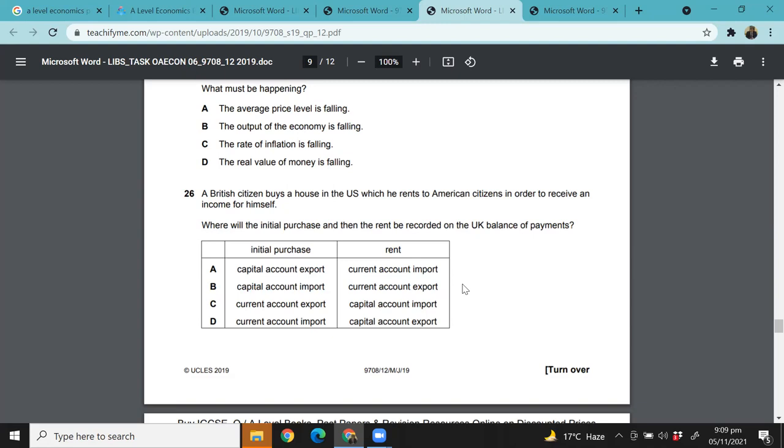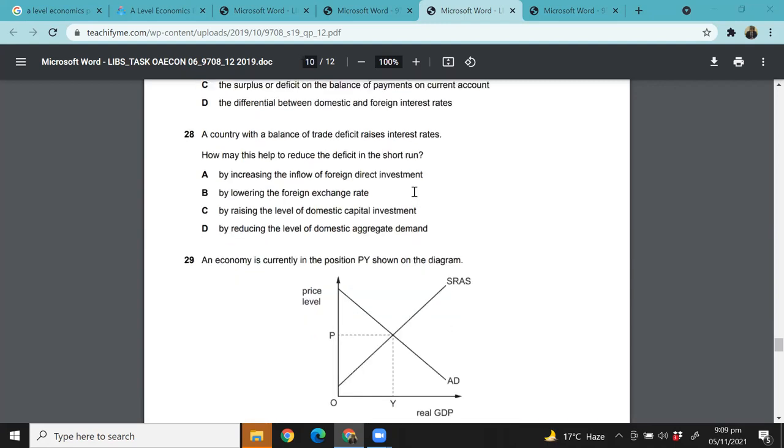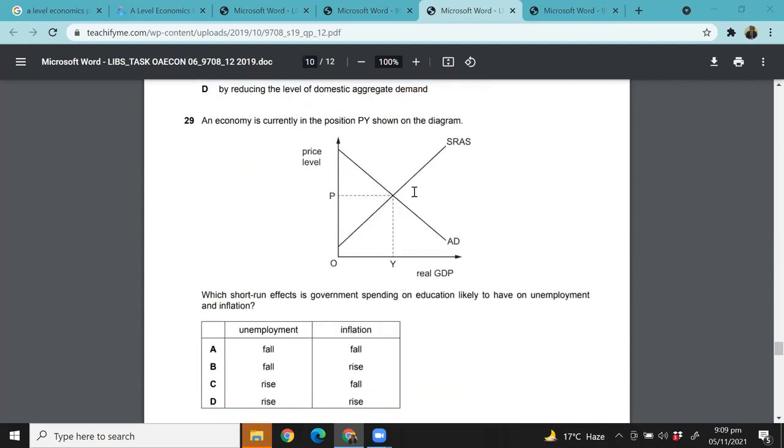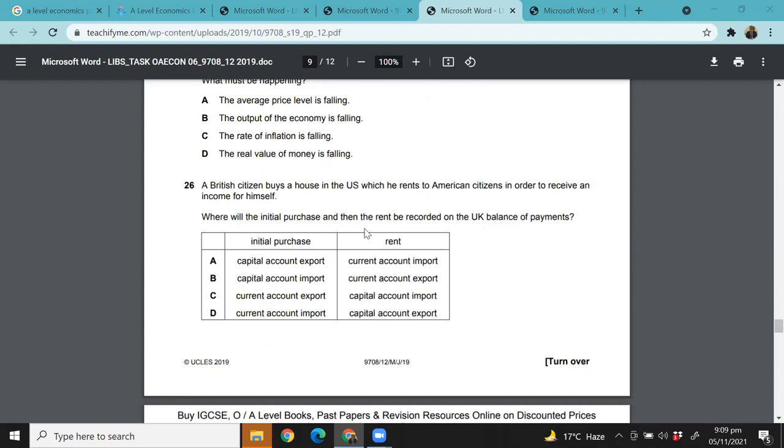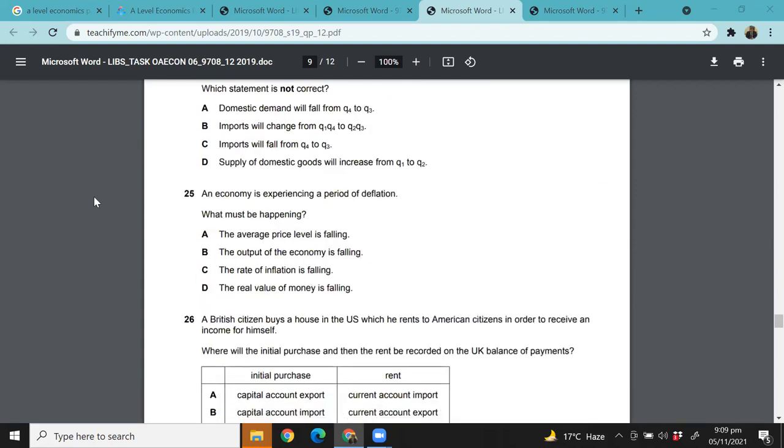Right? Okay, very good. Then you said 29 after this one. Was it 29? 25. Okay, let's discuss 25. An economy is experiencing a period of deflation. What must be happening? The average price level is falling. The output of the economy is falling. The rate of inflation is falling. The real value of money is falling. Should be A. The real value of money is increasing, not falling. A.